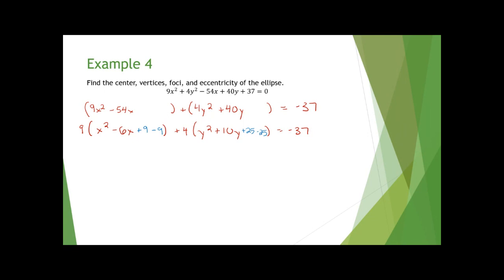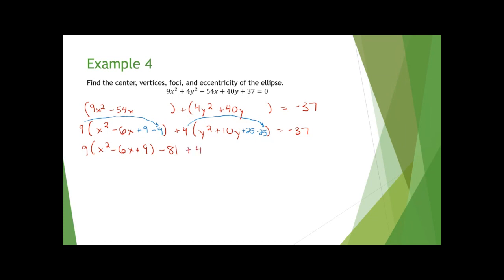Now the next thing I'm going to do is take this 9 and multiply it by the negative 9, and 4 times the negative 25, and take only that term out of the parentheses. So that will leave me with 9 times x squared minus 6x plus 9. And 9 times 9 is 81, so minus 81. So I'm just bringing that last part out of the parentheses and leaving the rest of it.